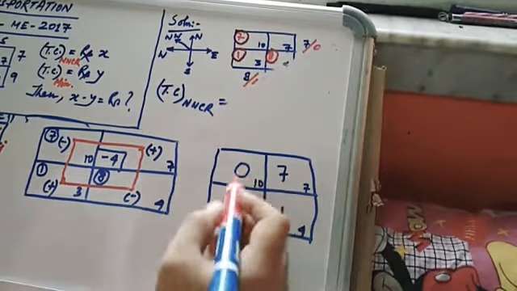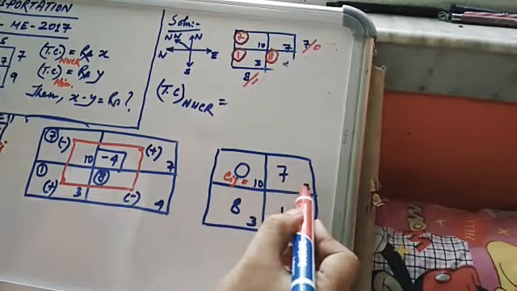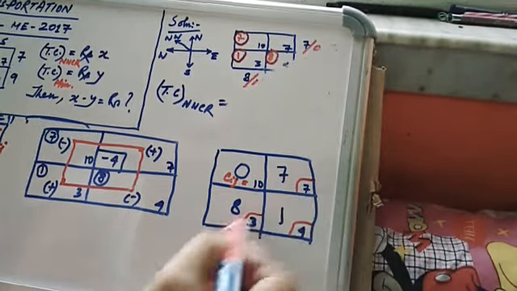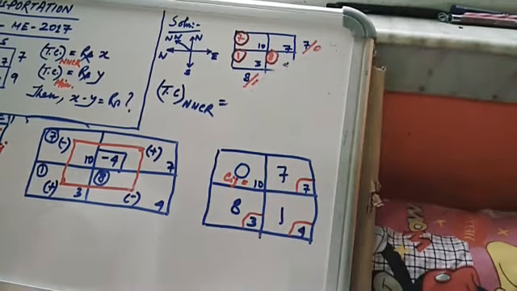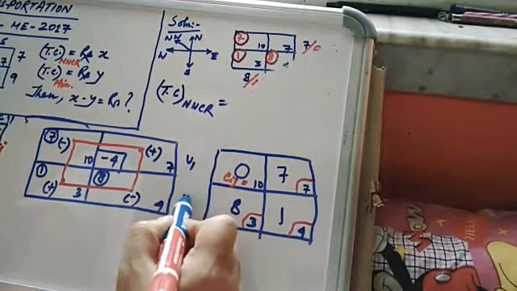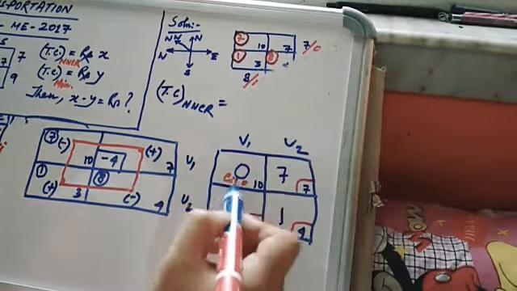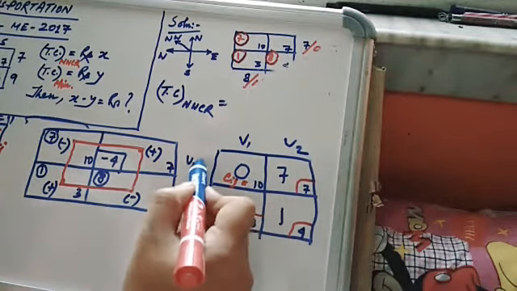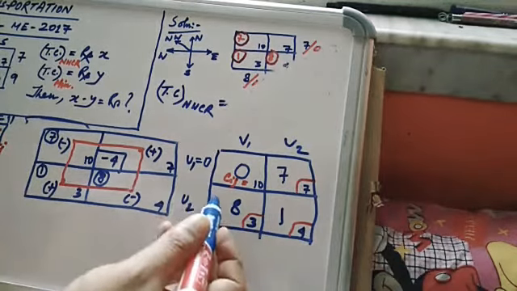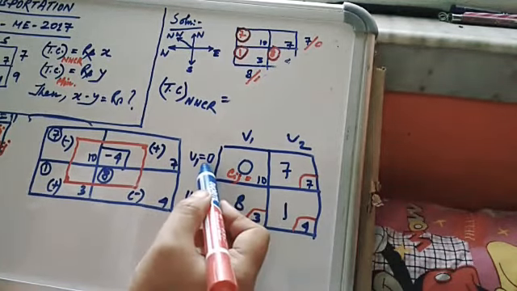Look, for this unallocated cell, this is the CIJ value. You already know, and these are also the CIJ values. Now, for calculating U1, U2, V1, and V2 values, we have to first put U1 equal to 0. By putting U1 equal to 0, you can have, look, U1 equal to 0.